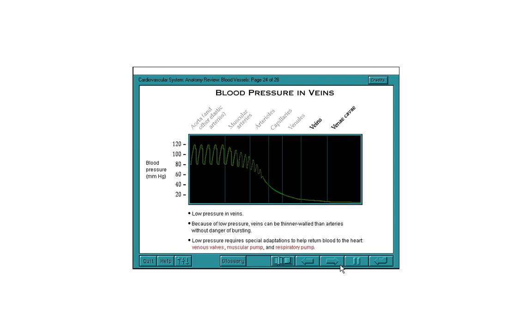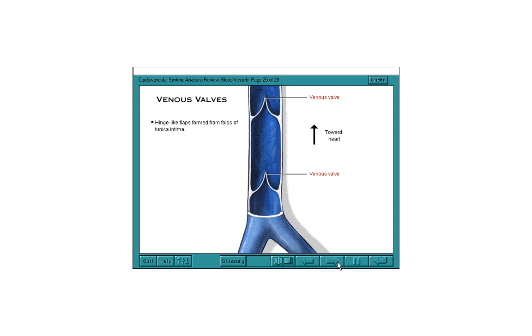However, the low pressure condition demands some special adaptations. Venous valves are hinge-like flaps formed from folds of the tunica intima. Venous valves are most abundant in the veins of the limbs, where the upward flow of blood is opposed by gravity. The one-way venous valves prevent backflow as blood travels toward the heart. Click on a valve to see the direction of blood flow.